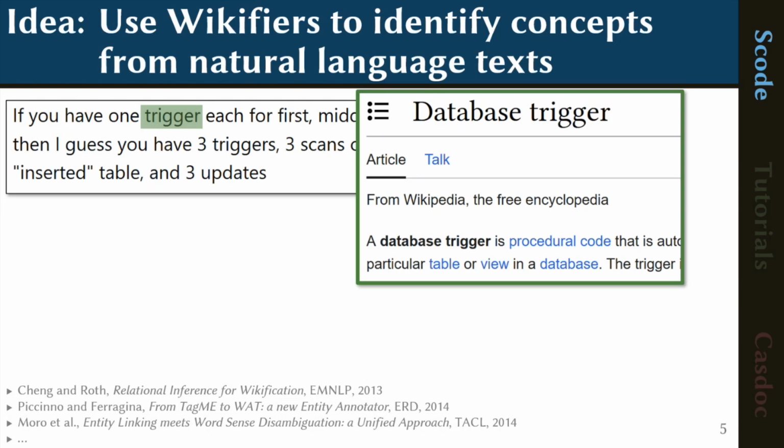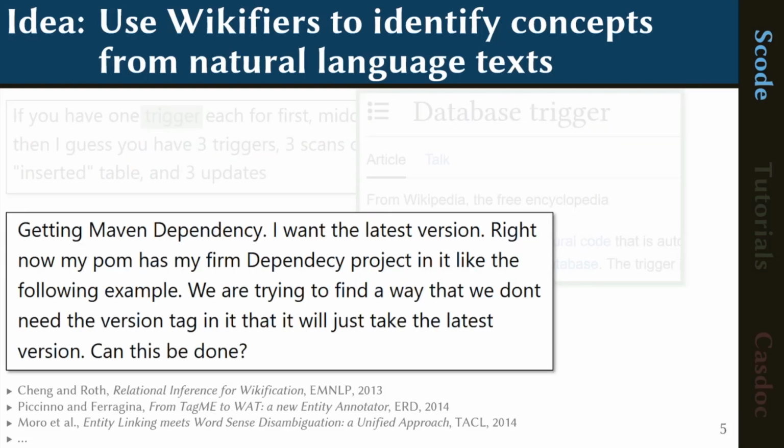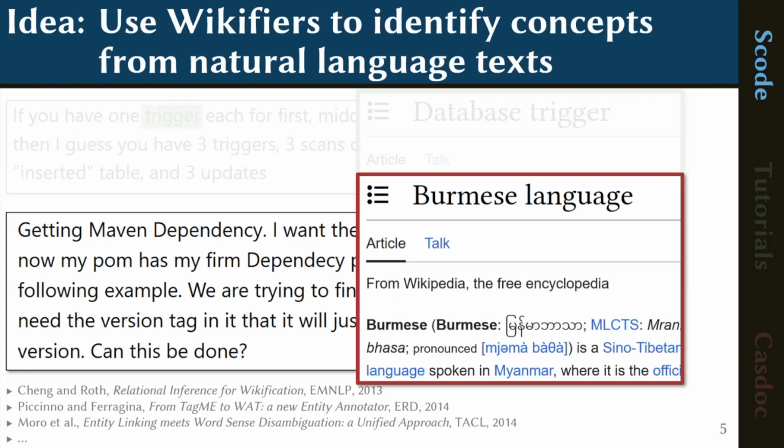But you probably see me coming: with any automated approach, especially information retrieval approaches, there are false positives. Now, this is an exercise for the audience. There is this small text about Maven dependencies. And again, these are all real examples. The Wikifier decided that this was related to the Burmese language. So anyone who wants to venture a guess as to how the Wikifier made the connection between Maven and Burmese? Yes. Sorry?